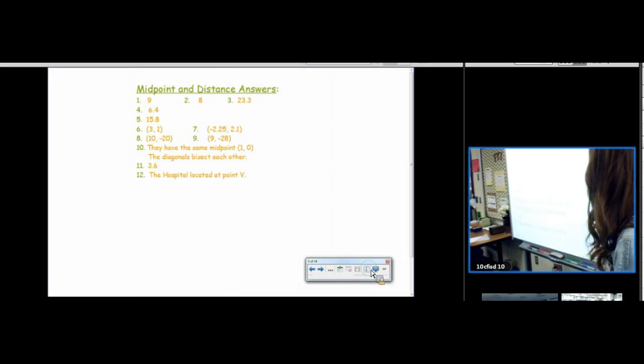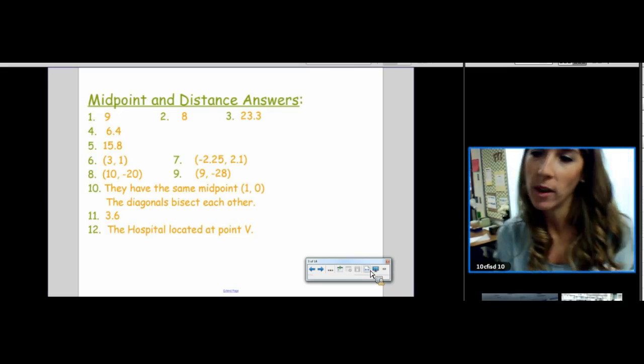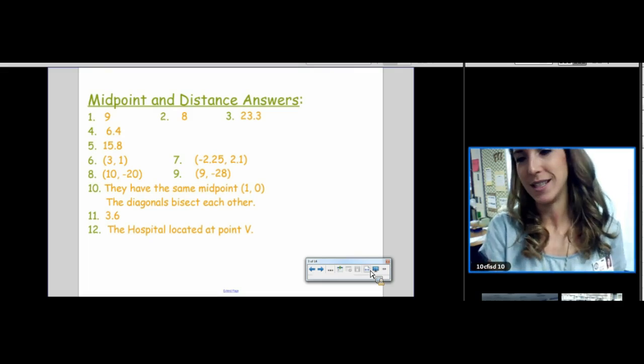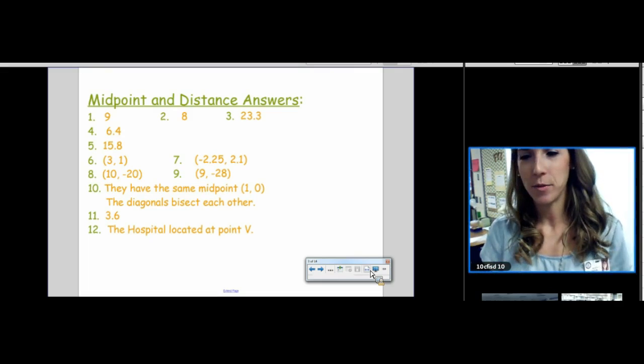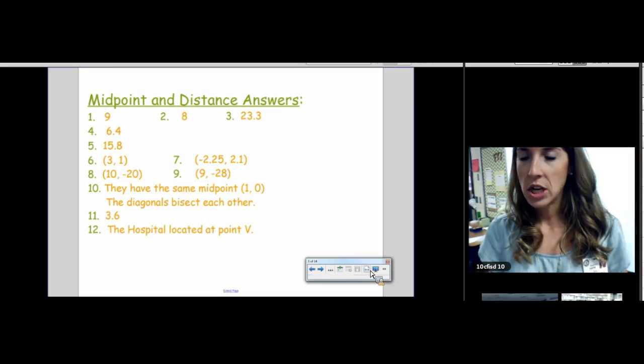Here are answers to your homework. If you notice, you've already done the distance ones before. We stole the distance ones and put them on the distance homework. So you've already done like 1 through 3, you've already done 12, probably 11. So really the only ones you need to focus on were the midpoint and endpoint ones. Okay? So check over your answers and let me know which ones you would like me to work.